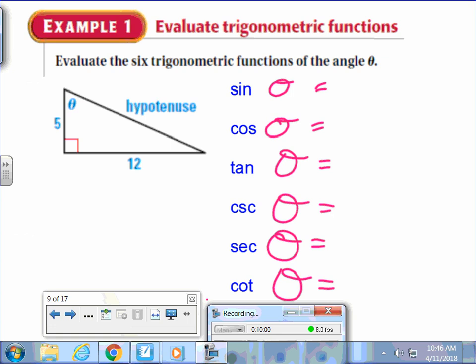Hello, you're back, math scholars. So we've got a triangle up here. We are missing what the hypotenuse is. So we probably want to solve for the hypotenuse. Let's start ourselves off doing that. How would we solve for a hypotenuse, students?